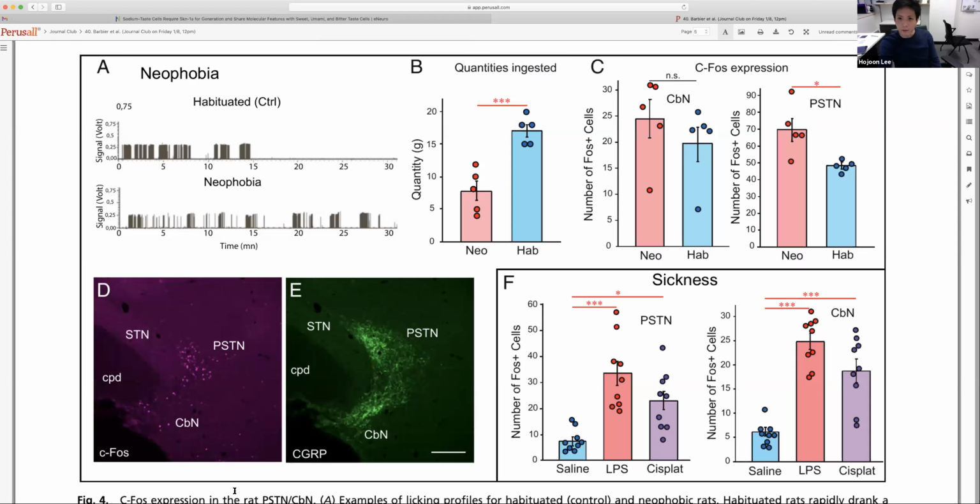So if these PSTN neurons are involved in neophobia, which is what they're trying to suggest in panel C, why would the habituated neurons also show activity? Or in the habituated mice condition, why would the PSTN still show activity?